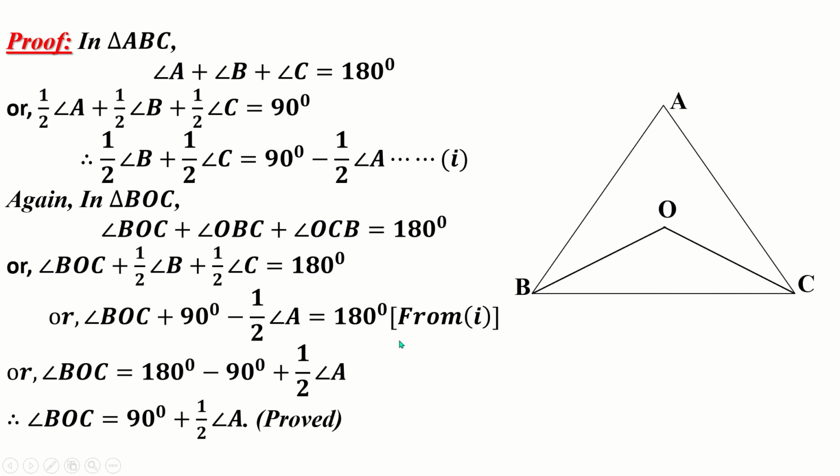Now convert this to the right side. As a result, the left side will be angle BOC and the right side will be 180 degrees minus 90 degrees plus half of angle A. Therefore, angle BOC is equal to 90 degrees plus half of angle A. So the proof is complete. All the theorems in this exercise are very easy, and those types of theorems you had already solved in class 6, 7 and 8.